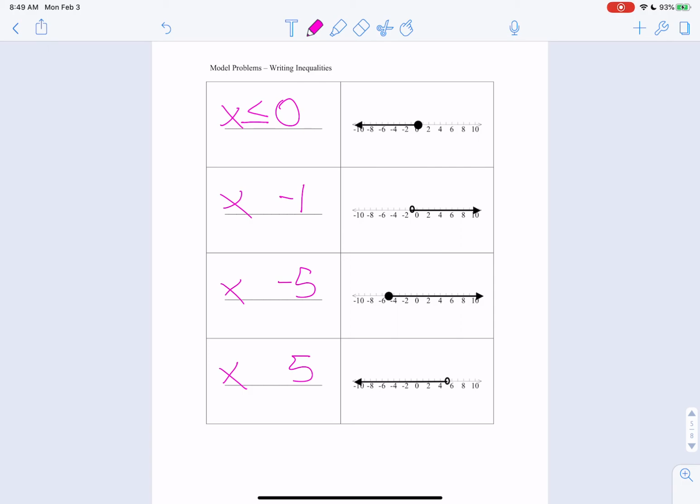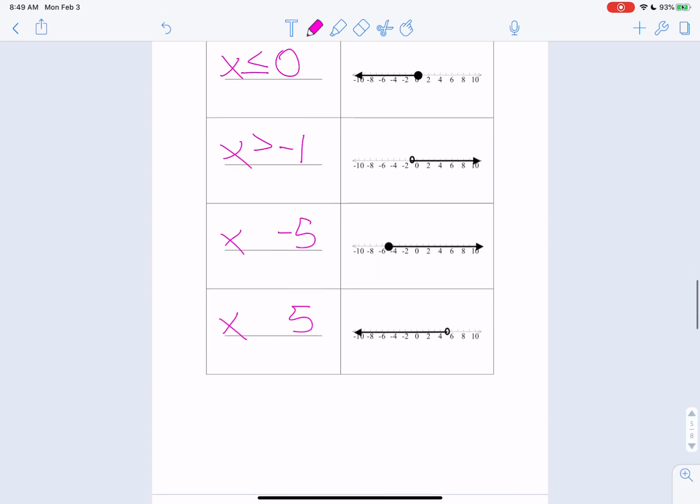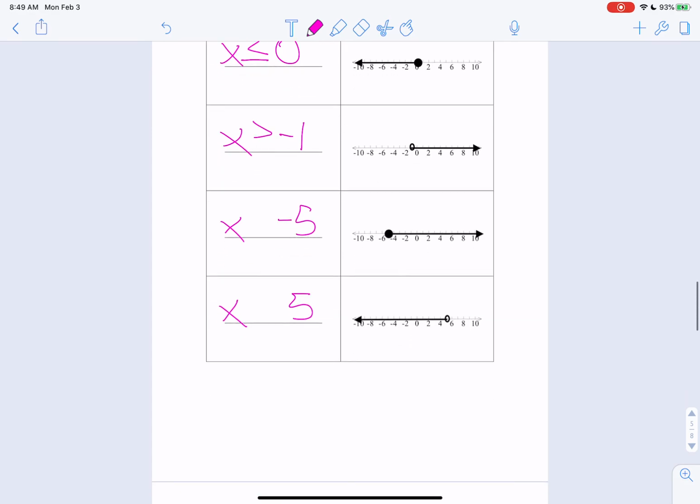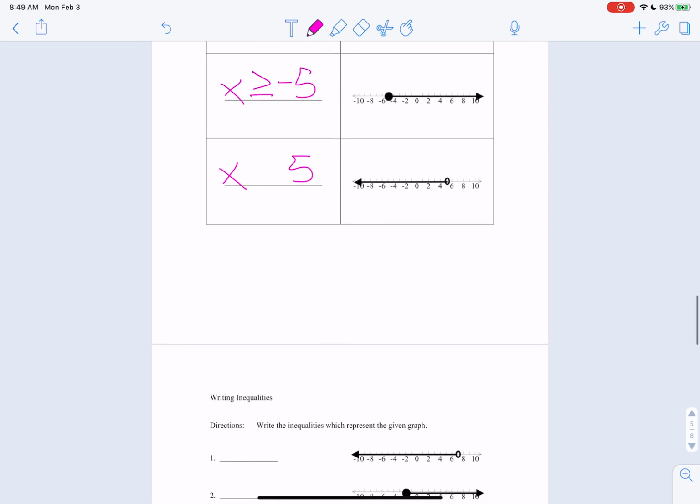For the second one, X is all the numbers bigger than -1. So that means X is bigger than -1. The bubble's open, so there's no equals sign on there. And then for the next one, X is all the numbers greater than -5. So Pac-Man's eating X, and the bubble's filled in, so you're going to add that equal sign on there. And last but not least, you have X is all the numbers smaller than 5. The bubble's open, so there's no equal sign to add on.